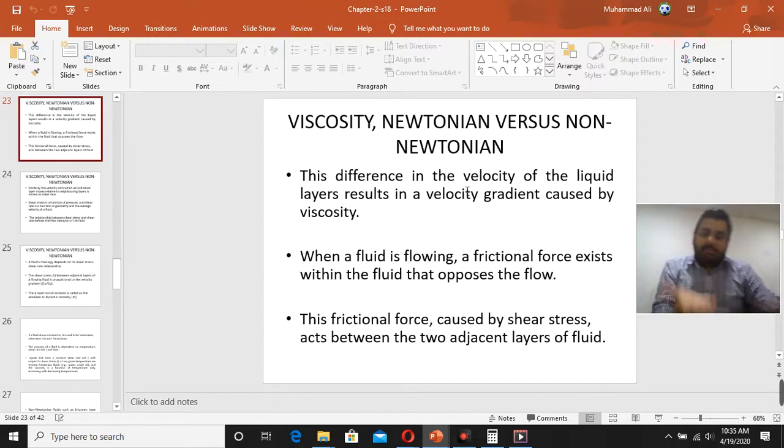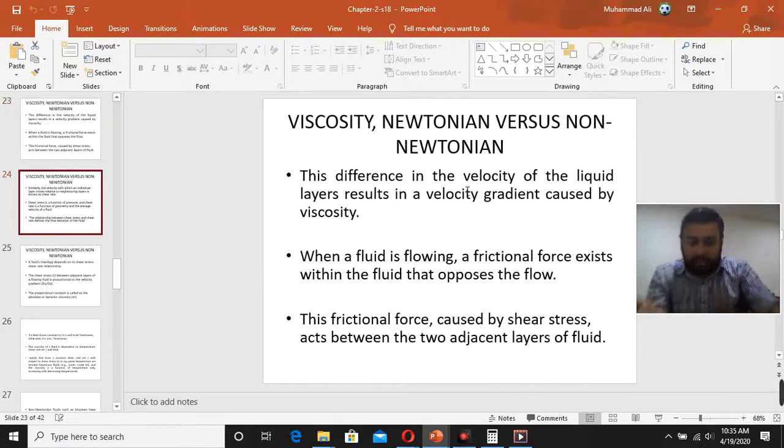Well, imagine that we have fluid layers. This is the same fluid we have, and we have two layers of fluid going on. Like we have this kind of thick fluid which is moving from here to there. And when these two layers are flowing, they have friction between them, which we call viscosity. This frictional force is caused by the shear stress between the two adjacent layers.